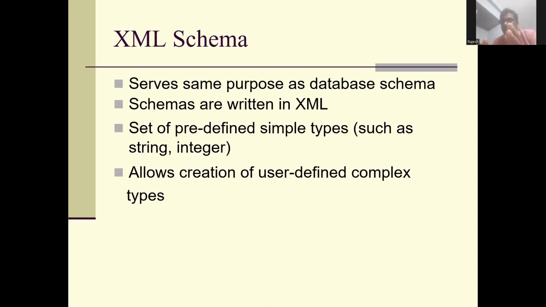Here, an XML document with correct syntax we call well formed. But if you want to validate an XML document against the XML schema, it should be both well formed and valid. Okay, so the XML schema allows the creation of a user-defined complex type. So how are you going to make it a valid document?